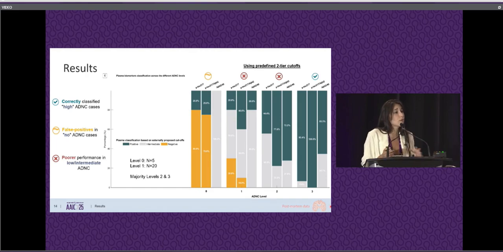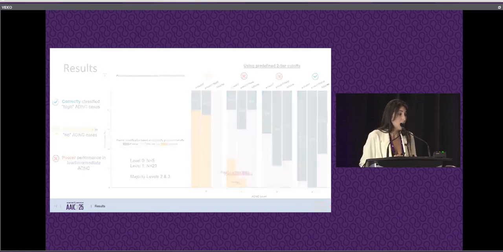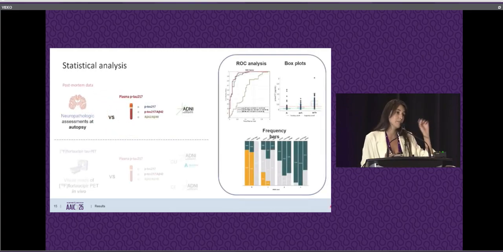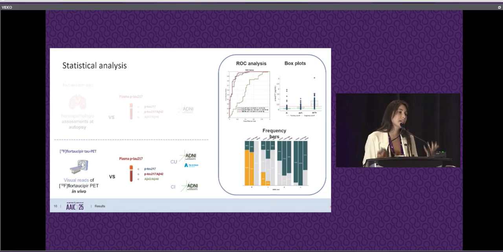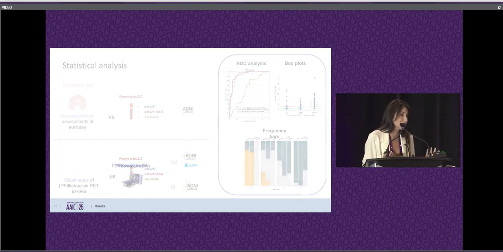So that means that it's already in our sample, 2 and 3 are more. We have only 5 people in 0, but still, this means that they had no AD pathology in their brain, and plasma identified something. So I will keep the positivity in my mind, and I will say, yes, it's sensitive, and I will go to the in vivo one to tell me something.